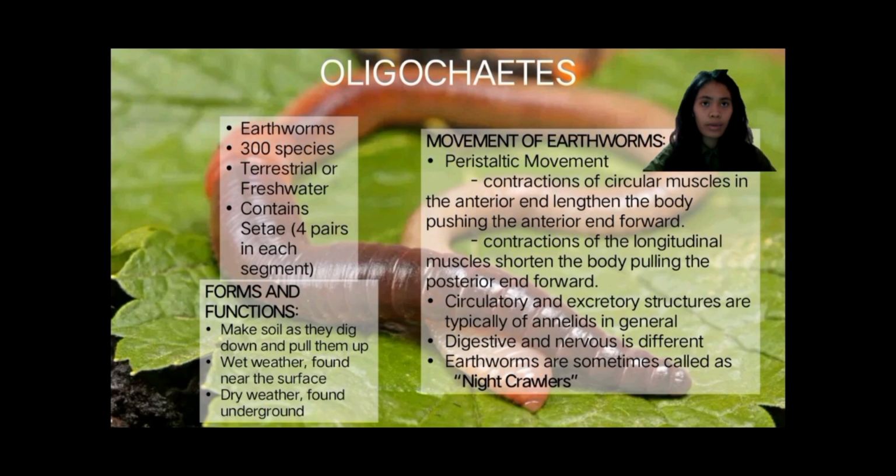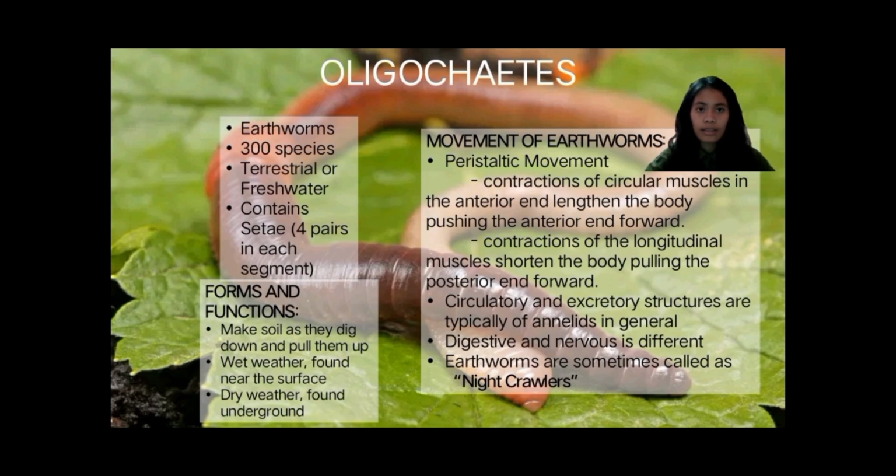So, in oligochaetes, we have earthworms. Earthworms are 300 species. They live in terrestrial or freshwaters. They contain setae. In every segment, they have 4 setae. Setae means hair-like bristles of an organism. So in their forms and functions, they mix soil as they dig down and pull it up. Sometimes our parents hire farmers to mix the soil whenever we plant something. Here in earthworms, they'll do that for free.